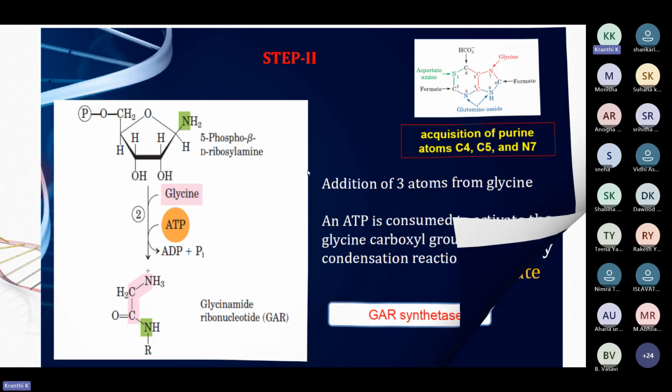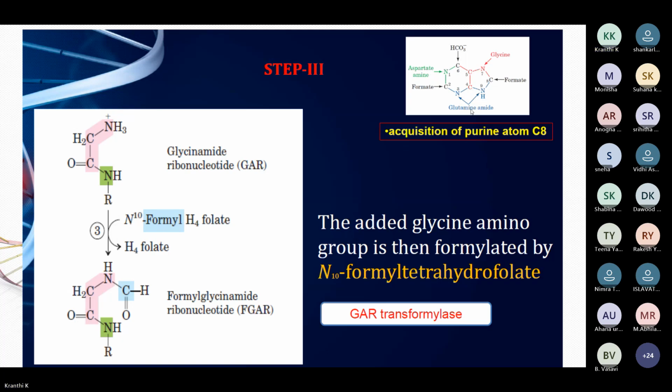Then in step three, the added glycine amino group is then formylated by N10-formyl tetrahydrofolate. So here in this third step, acquisition of a purine atom at C8, with the addition of this formyl group from tetrahydrofolate. See here, the formyl is added in the eighth place, the carbon accumulated here. Initially in the first stage, this got added. Second stage, this got added. Now in the third stage, this got added. It has to create two rings.